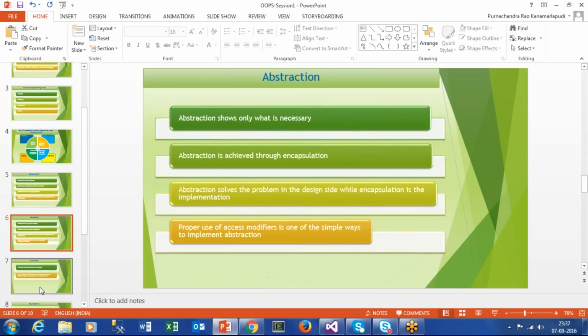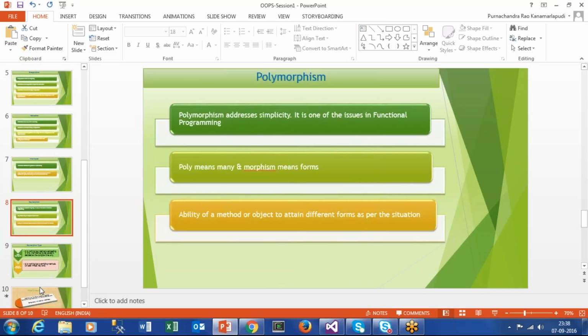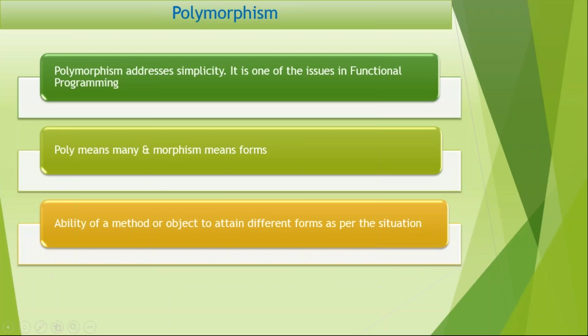If you see here, by definition, polymorphism means the ability of a method or object to attain different forms as per the situation. That means the behavior of the object will be determined at runtime based on the business logic we apply, based on the objects we create of classes.